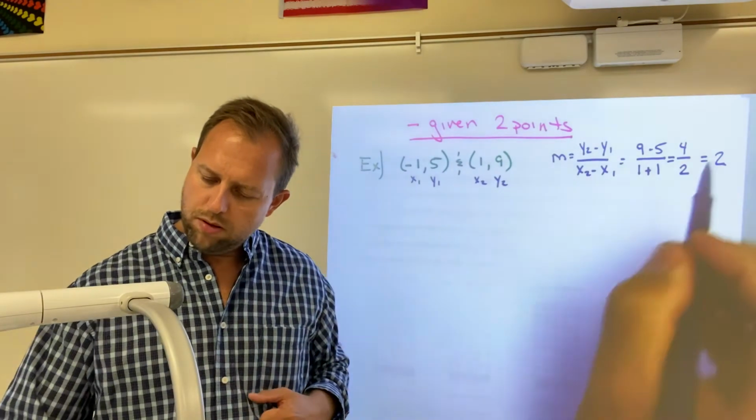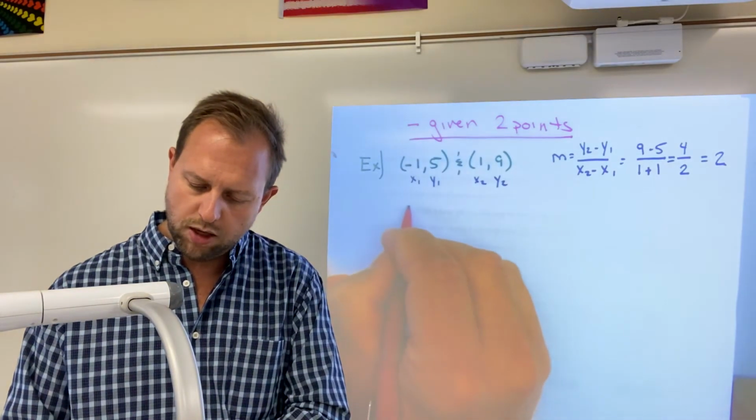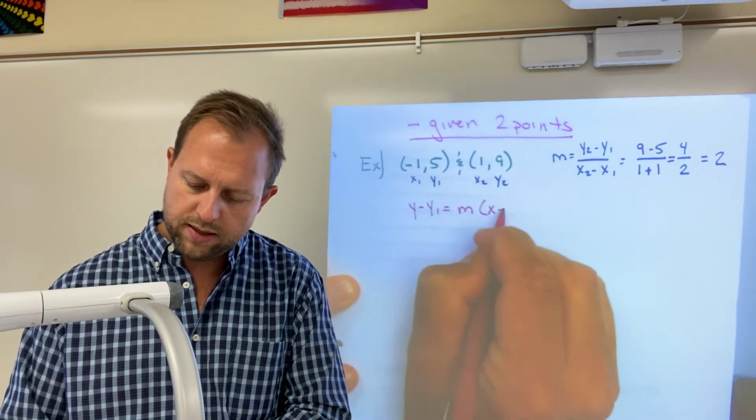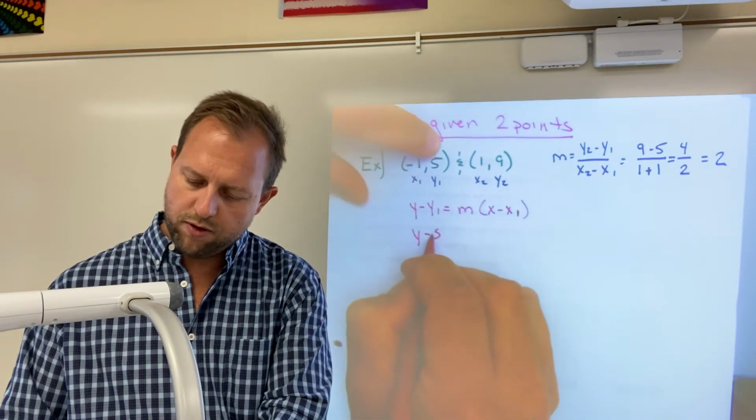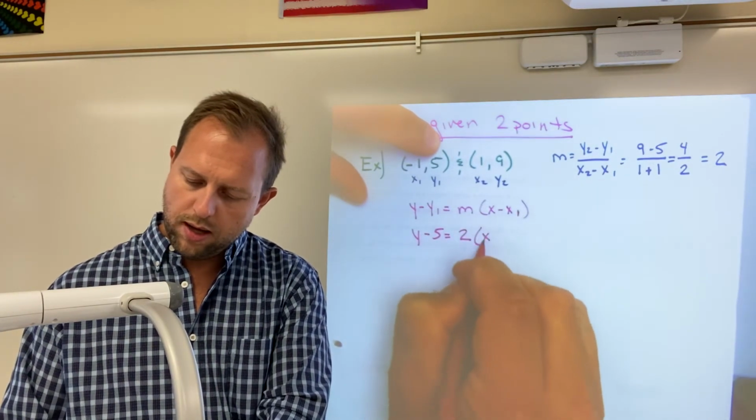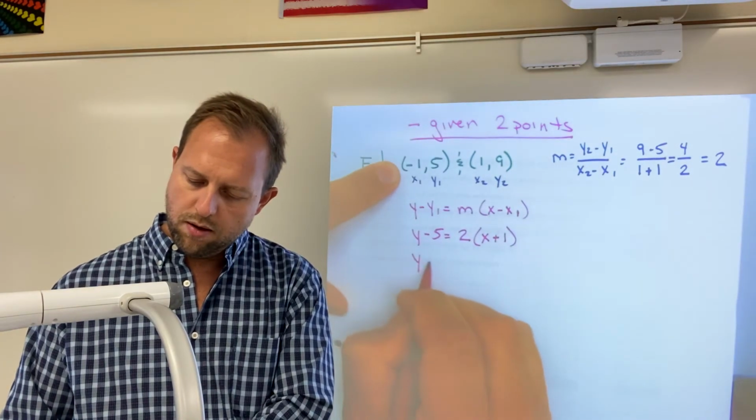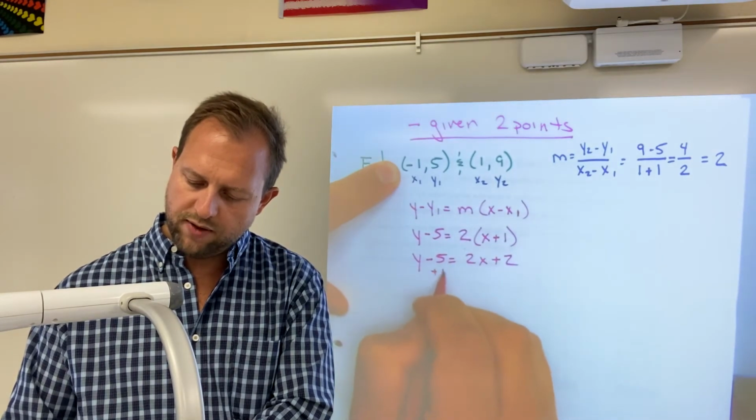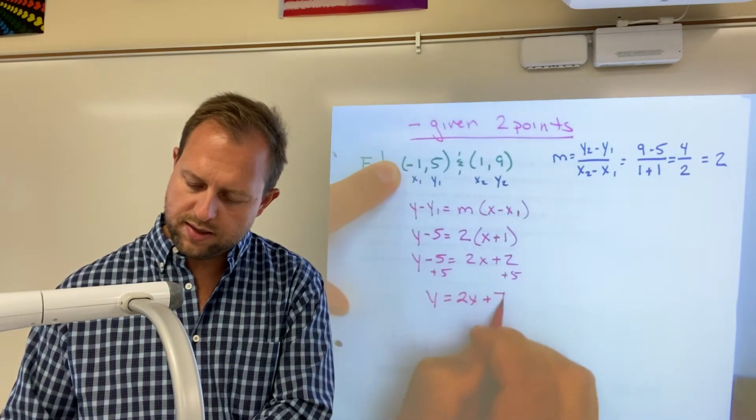Once we have our slope and a point, we can go back and plug in to the point-slope form. y minus y1 equals m times x minus x1. y minus 5 for y1. Our slope we just found of 2. x minus x1, minus a -1 becomes +1. y minus 5 equals 2x plus 2, and we add the 5 over. y equals 2x plus 7.